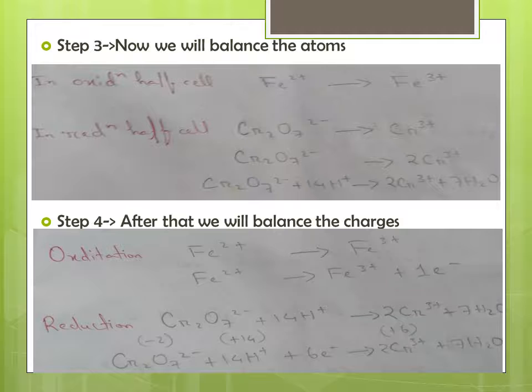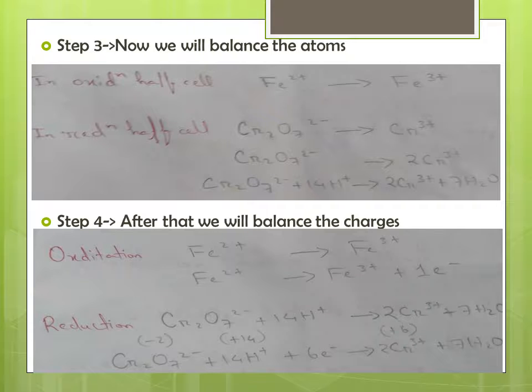Again, we'll go to the oxidation half cell. Here Fe2+ is on the reactant side and Fe3+ is on the product side. So there is a deficit of one charge, one electron actually. So Fe2+ yields Fe3+, and I will write plus one electron on the product side. Now in the oxidation half cell, the charge is being balanced.